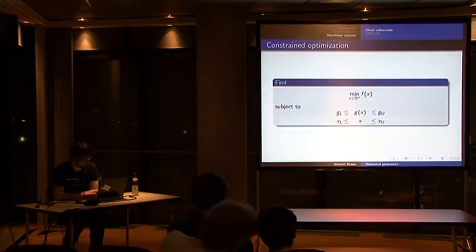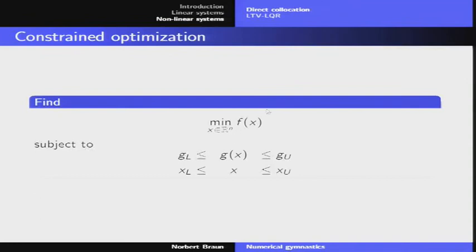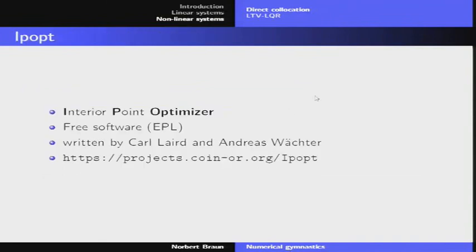Again, this is the problem just stated in general. We have to minimize some function subject to constraints. And one kind of software you might use is called the interior point optimizer, IPOpt, which is available on the internet.